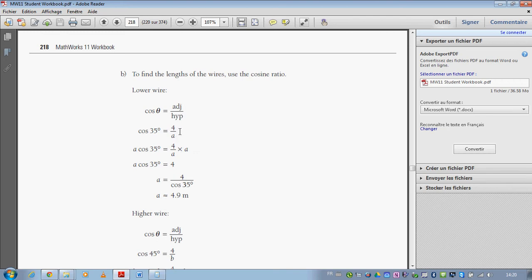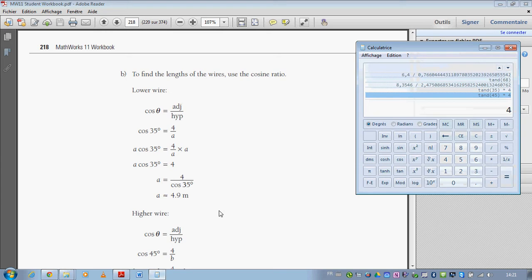You isolate for A, so you multiply both sides by A. So you've got A times cos of 35 equals 4. And then you divide both sides by cosine of 35, and you get A is equal to 4 divided by cosine of 35. So I'm going to figure out what cosine of 35 is first, then go 4 divided by that to get 4.883 meters. They rounded that to 4.9.